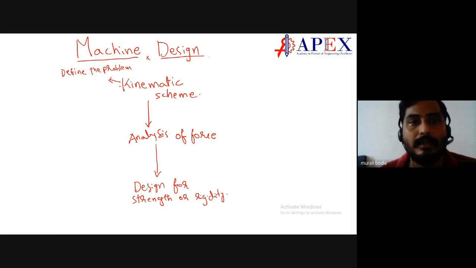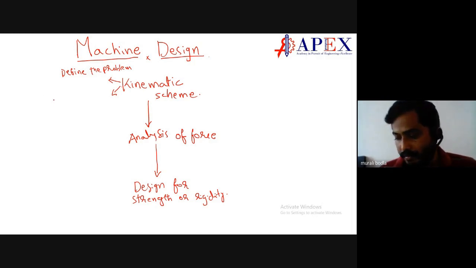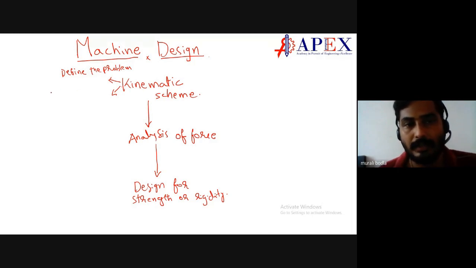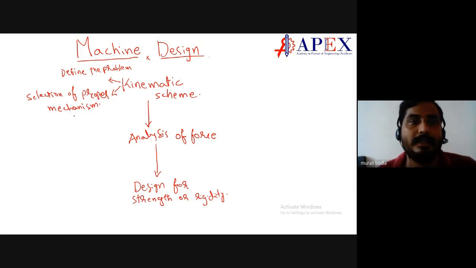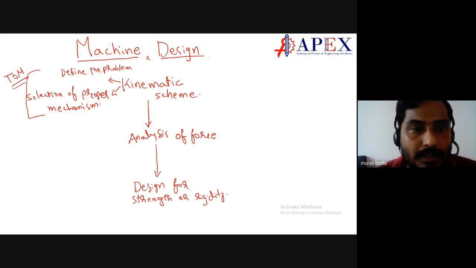And then you will select the mechanism, isn't it? Because it has to function. So for that you need to select the proper mechanism. So here, defining the problem and proper selection of mechanism, from a mechanical engineering subjects point of view, you will study them as theory of machines. Okay, so as a part of theory of machines, you do these things. So you will select the proper mechanisms for a given problem, and then you will do the kinematic analysis, isn't it? So that is also part of the activity. Okay, so you will do the kinematic analysis of the mechanism.